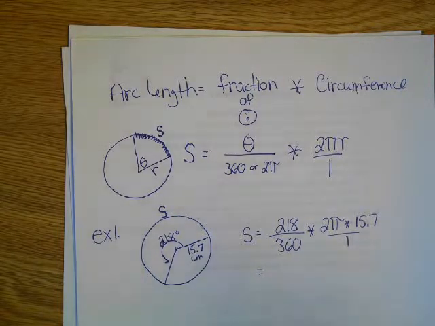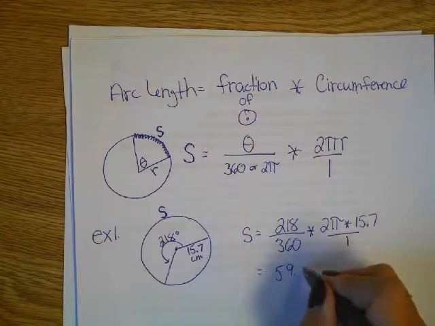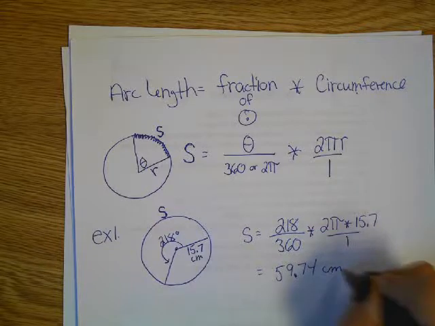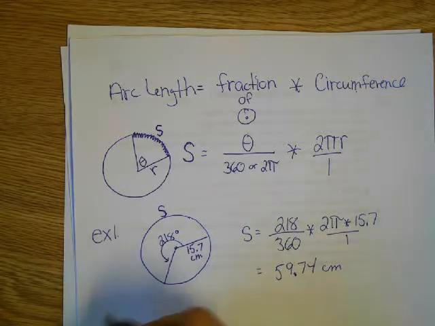Oh, you got it already? What do you got? 59. Everybody else, make sure you can verify this. 7.4 you said? Yeah. Okay, good. We got it. Nothing too tricky there.